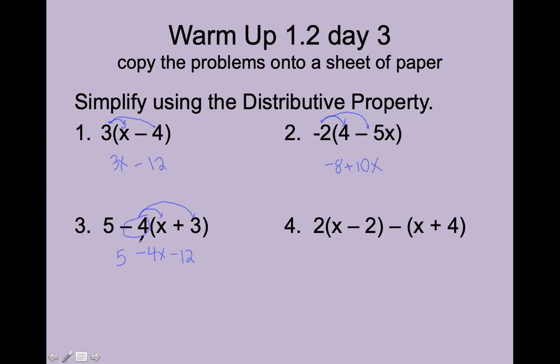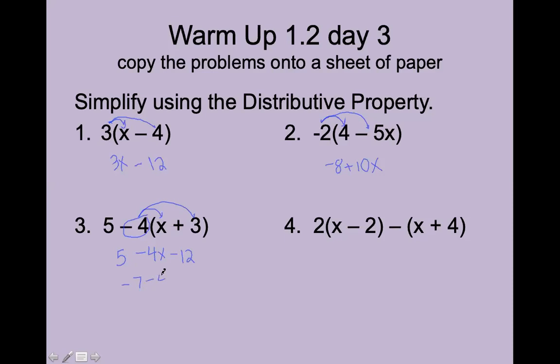Now if I look at this problem, I have some like terms I can combine. I have a 4x, I can't combine that with anything, but I have 5 and -12. I can combine those. I can either think of 5 minus 12 or 5 plus a -12. I start at 5 on a number line, go to the left 12 units, and end up at -7.